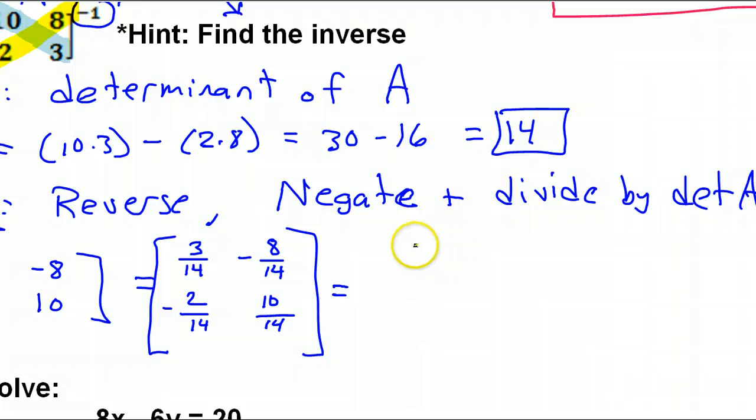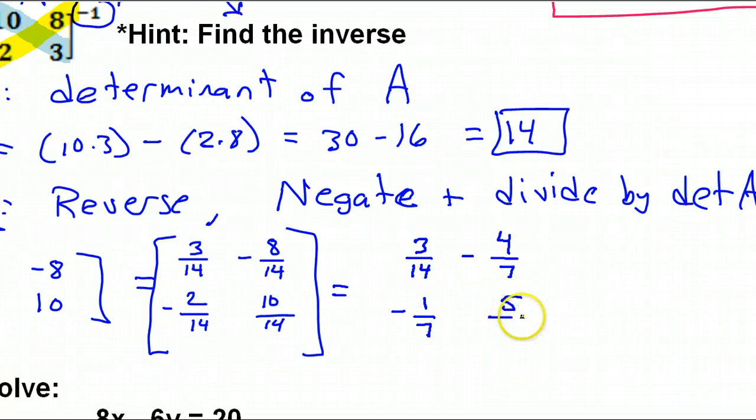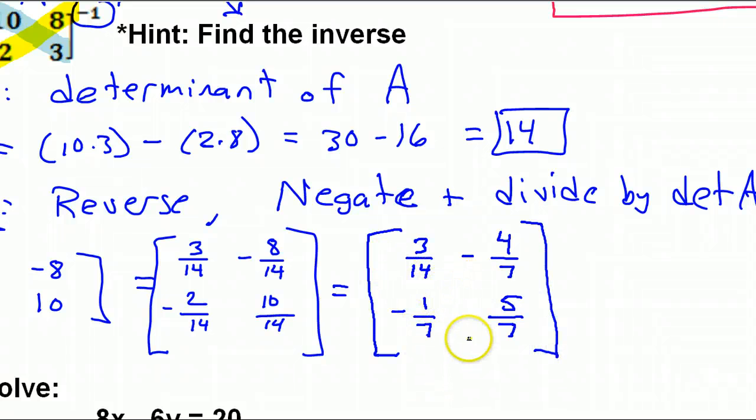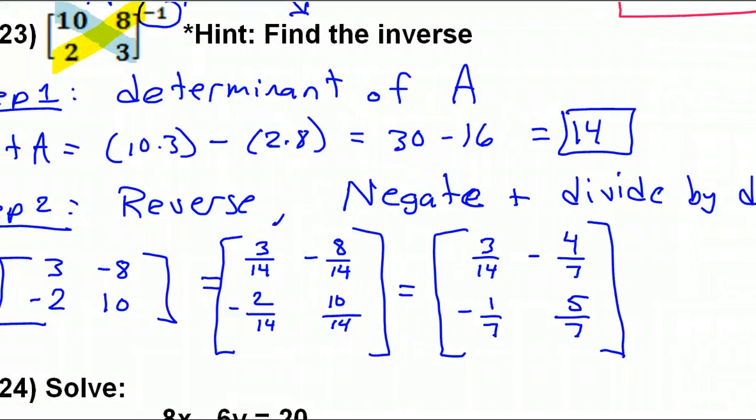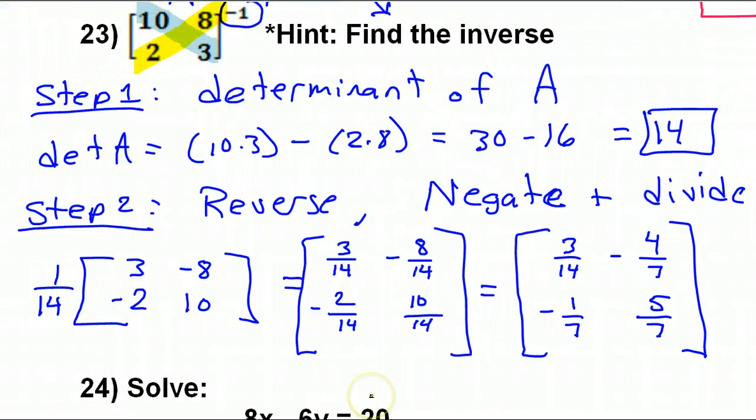So 3 over 14 does not reduce, but then we'll have negative 4 over 7. I'm just reducing that. And we'll have negative 1/7, reducing that. And we will have 5 over 7 if I reduce this. So this is the final answer. Just to review, if I wanted to find the inverse, all I needed to do is reverse negate and divide everything by the determinant. That's the bottom line.